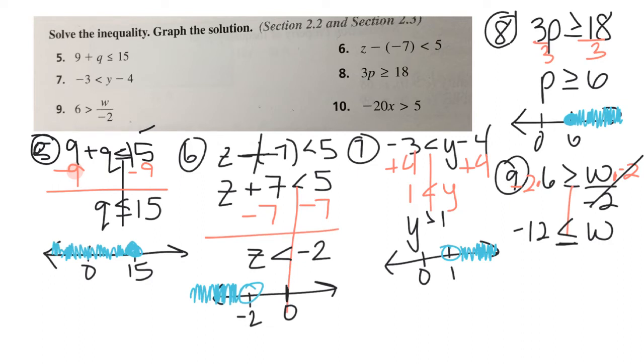Negative 12 is less than or equal to w. Remember that we can read them both directions. W is greater than or equal to negative 12. Negative 12 is less than or equal to w.